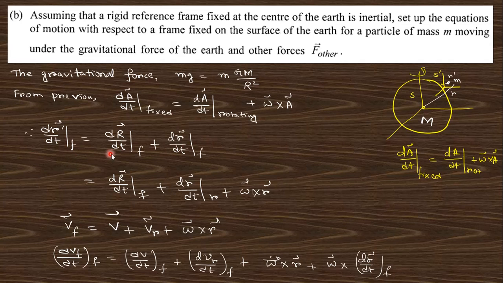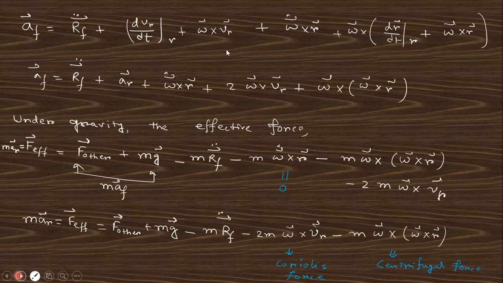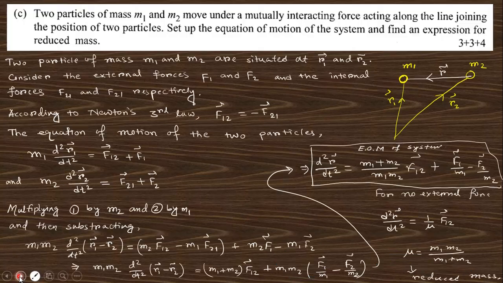Okay, so you can write this, and after putting this, fixed will be rotating plus omega cross r. So this is the velocity with respect to the fixed frame, this is the velocity of this frame, this is the velocity with respect to the rotating frame, and omega cross r. If you differentiate again, you will get this term, and just rearranging them, you will get this. So under gravity the effective force can be written as m times a_r, where a_r is the acceleration in the rotating frame. You will get this expression where this is the Coriolis force and this is the centripetal force. Go to the next one.